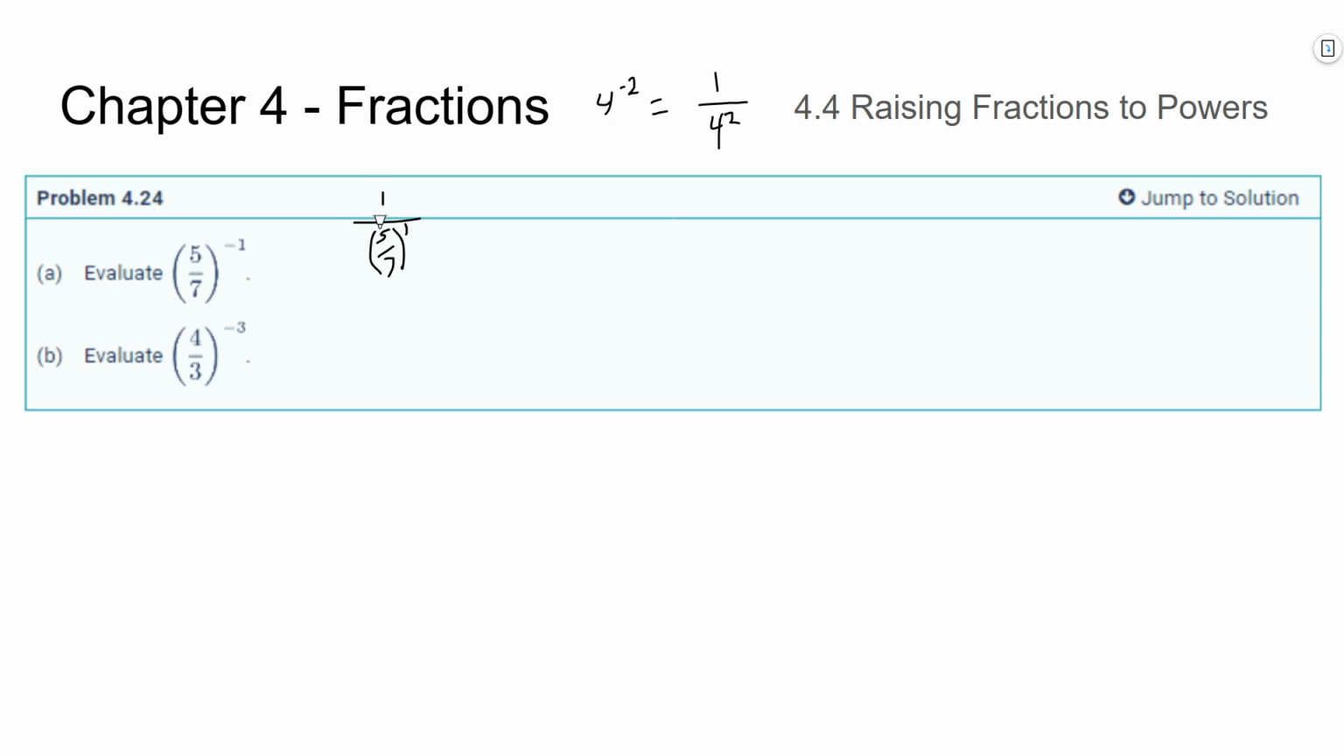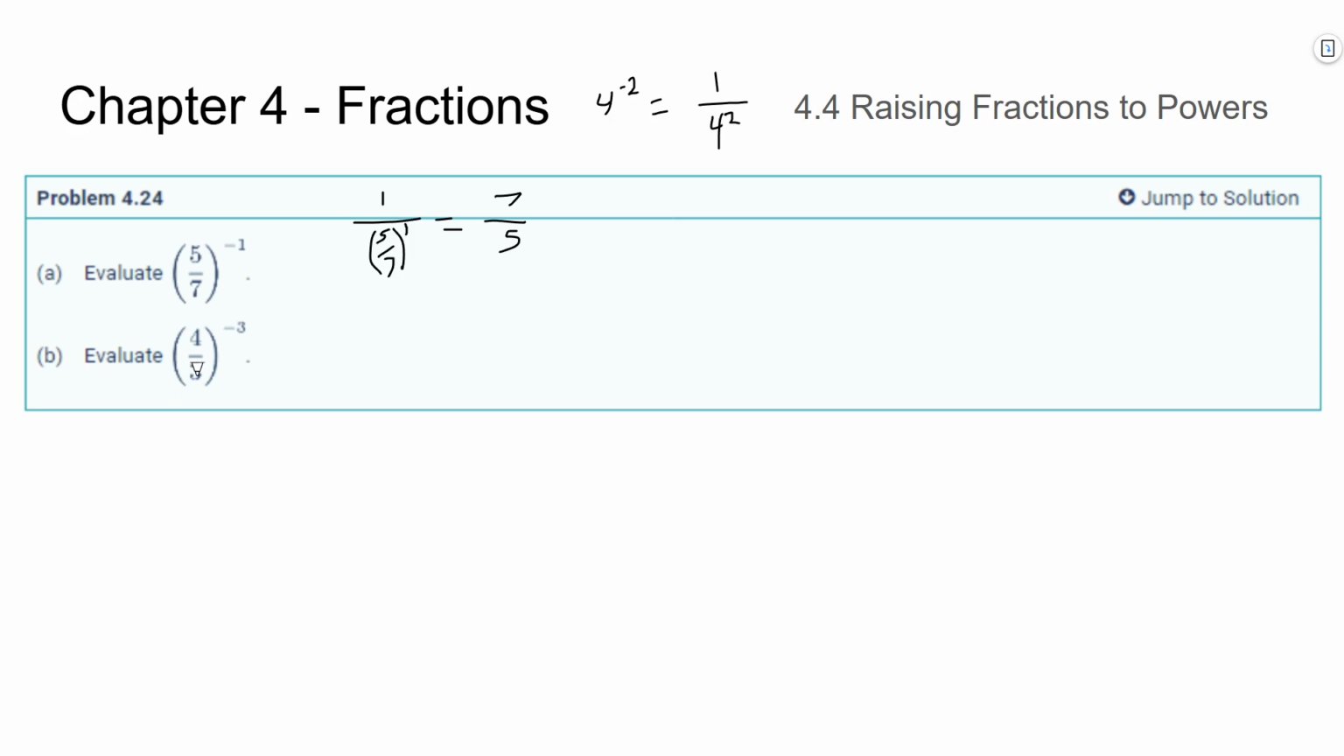And so now we already know what 1 over 5 over 7 is. That is just going to be 7 over 5. We'll just flip it over like we did in the last section. So 5 over 7 to the negative 1 is going to be the reciprocal, going to be 7 over 5.